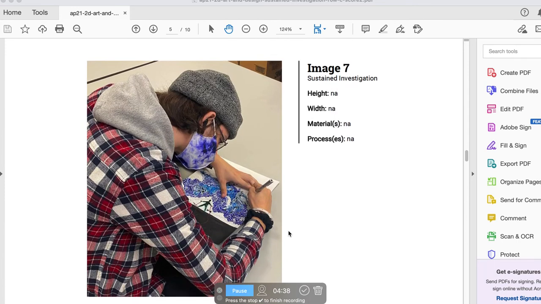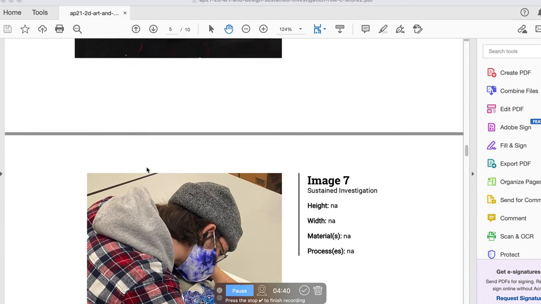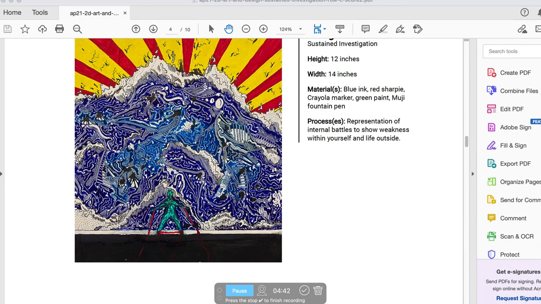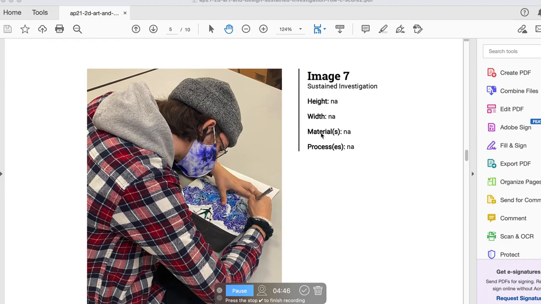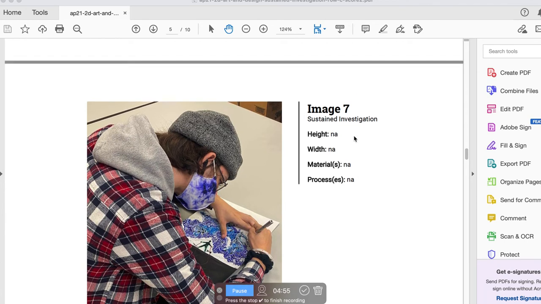Here we have a process image. So this is showing us the student actually working on it looks like this image up here. So they didn't include any information about the materials or process. I never recommend that you just write NA. So even for process images, height and size tell us what size is the actual process, what size is your sketchbook or worksheet or whatever you're working on.